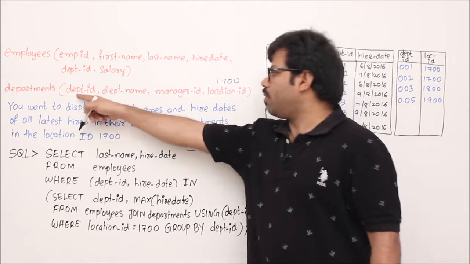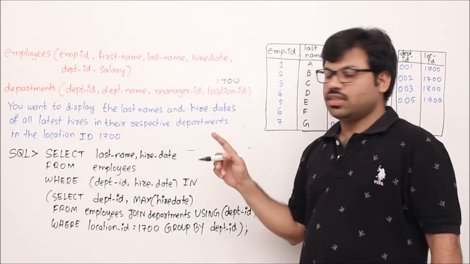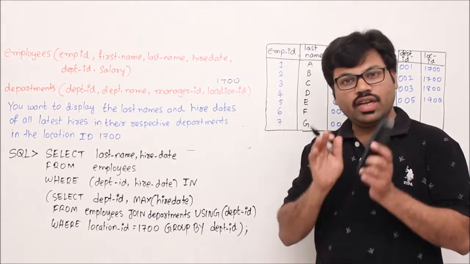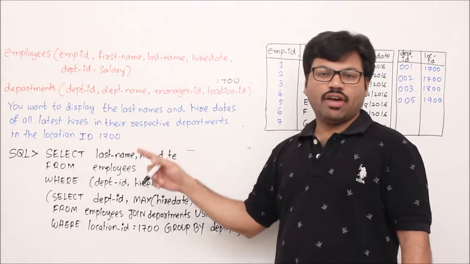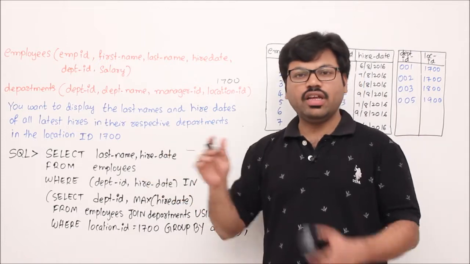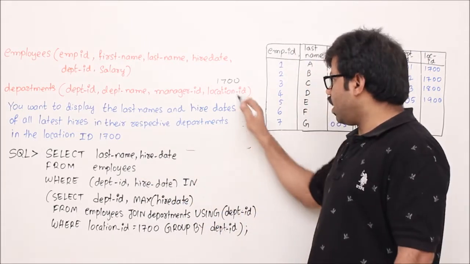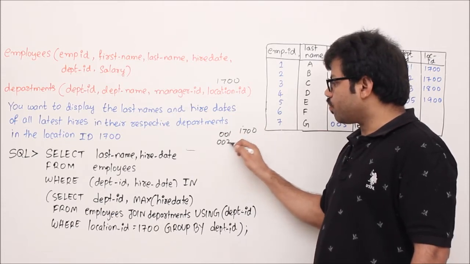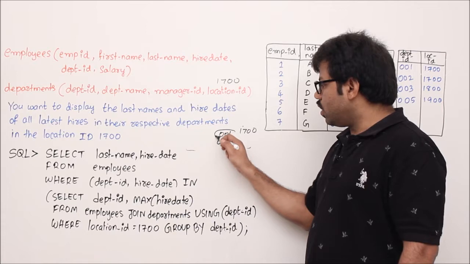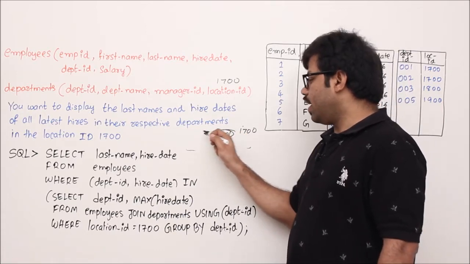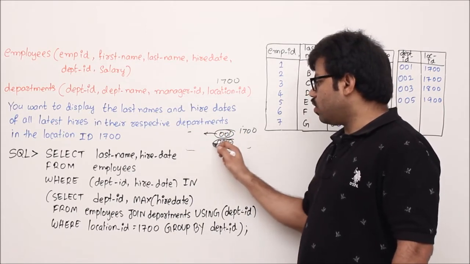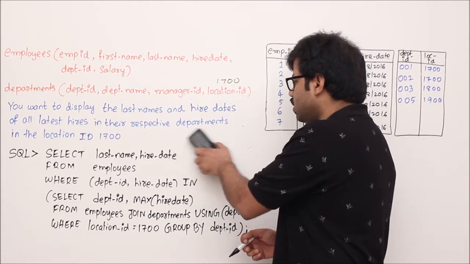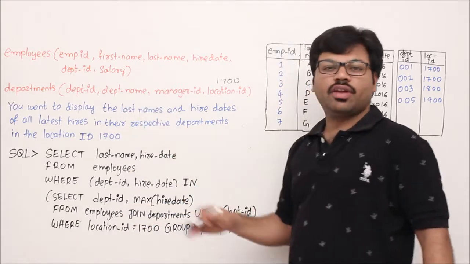So if you see in departments, there are a lot of location IDs. So there are some departments which are located at location ID 1700. Only in those location IDs we have to find out the latest hires for only such departments. For example, in location ID 1700, if there are two departments like 001 and 002, then for 001 we have to find out the latest hire. For department ID 002 we have to find out the latest hire. That is the question. Now we'll see whether this query matches this requirement or not.